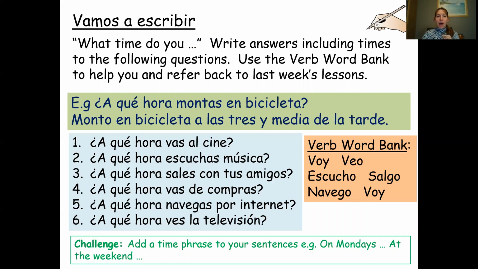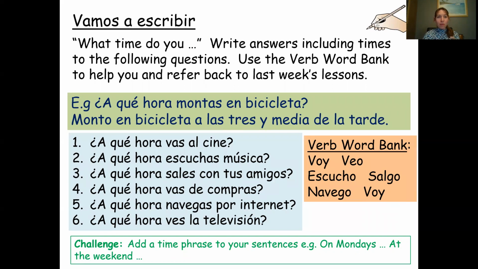Okay. There's a challenge as well. Add a time phrase to your sentence. You remember last week we looked at time phrases. We did on Mondays, los lunes, at the weekend, los fines de semana, etc. So I would really like you to challenge yourself and use some time expressions, some frequent expressions of frequency with your answers. Okay, so really extend yourself to do that.